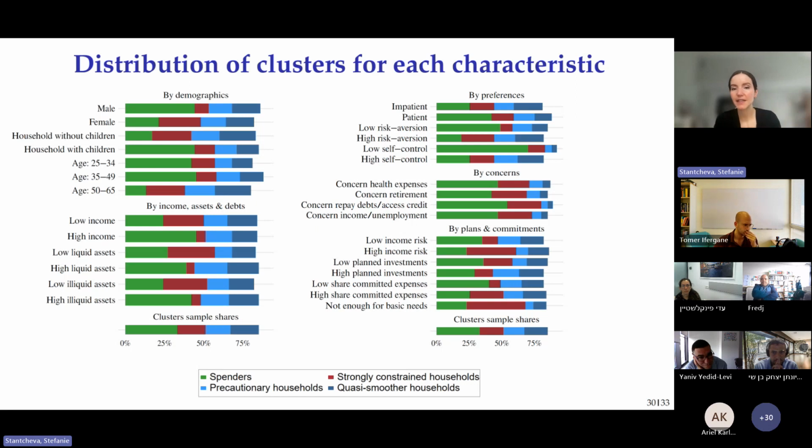And you can see here by different characteristics, for instance, some of the really interesting ones to me are the ones on the right, which are by preferences, by concerns, by plans and commitments, for instance, if they have high income risk, low income risk, by type of concerns that they have. Overall, the spenders are the biggest share in the sample, but you can see that they have different representation among different types of households.